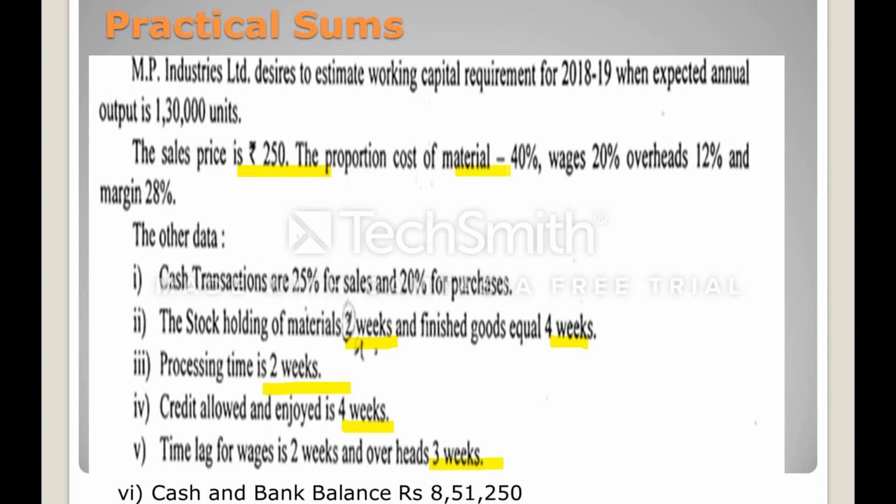Material cost they have given in percentage: 40%, wages 20%, overheads 12%, and margin. A margin, that means profit, is 28%. Let's start with the working note.